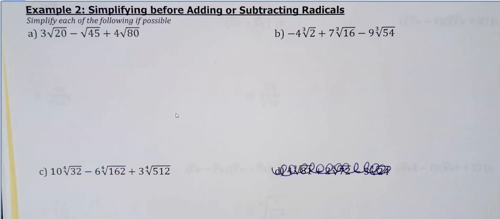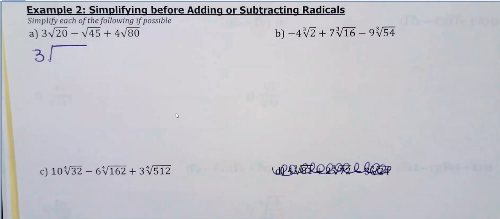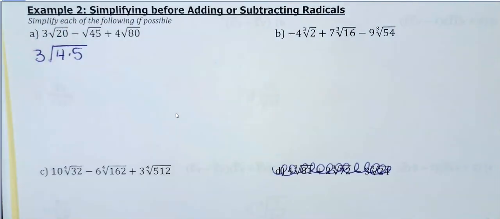So the first example here, I have 3 roots of 20, and I'm just going to do this real quick for time. So biggest perfect square that divides into 20 is 4. So I would rewrite that real quick. Has to be a product, has to be multiplication, is 4 times 5.